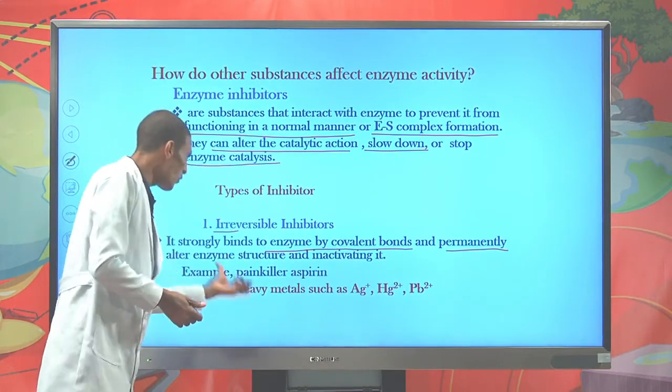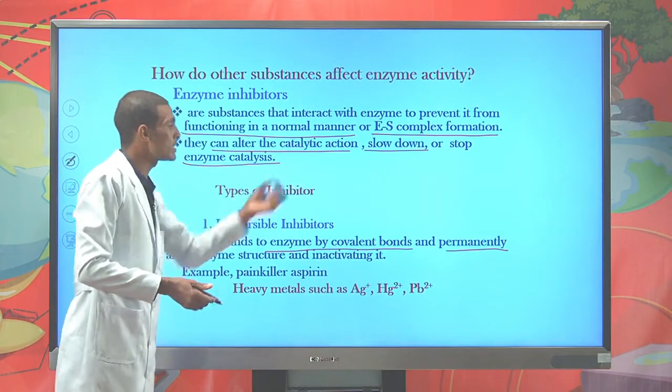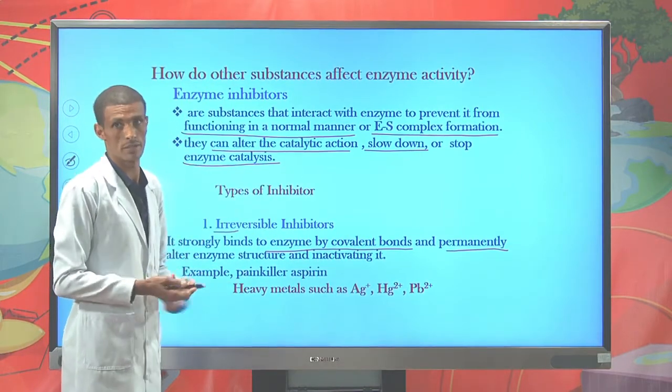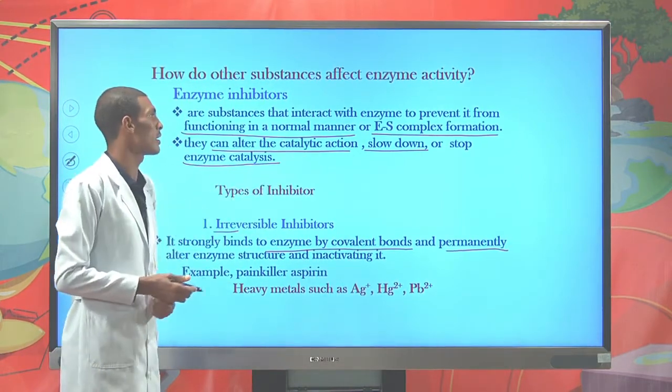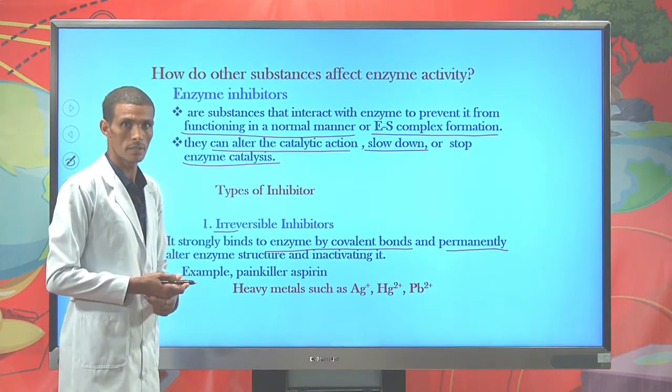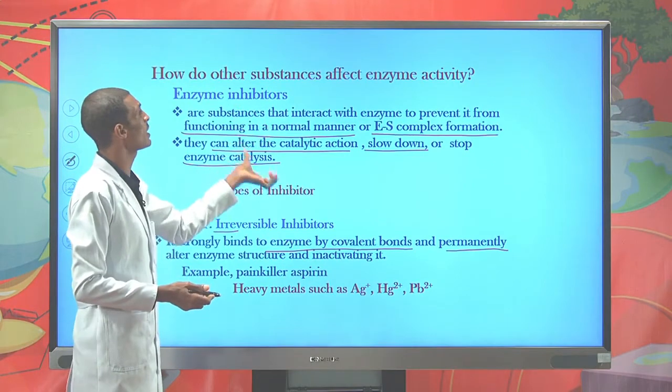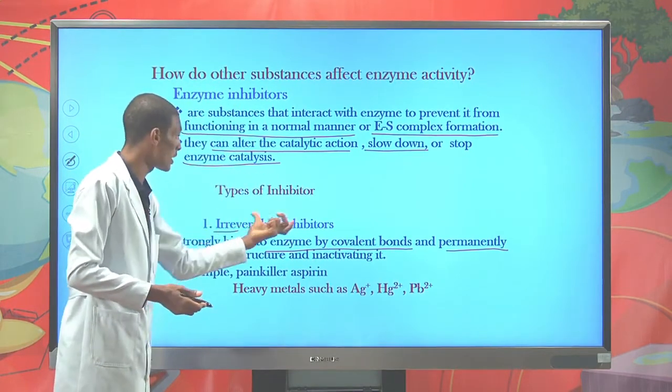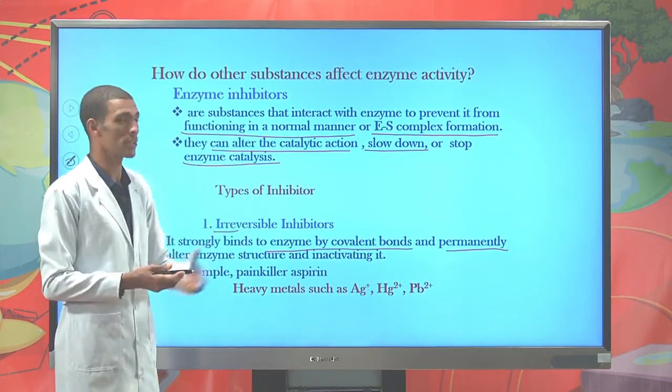So, the rate at which the enzyme forms the enzyme substrate complex is totally affected. It may be totally slowed down. It may be totally stopped. The enzyme activity under interaction with an irreversible inhibitor is highly affected.